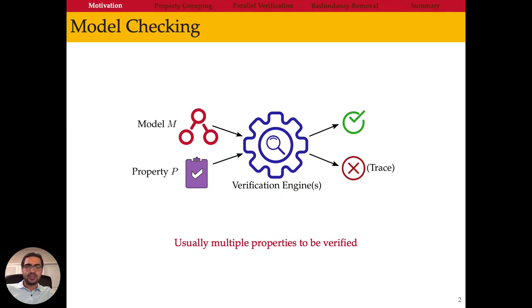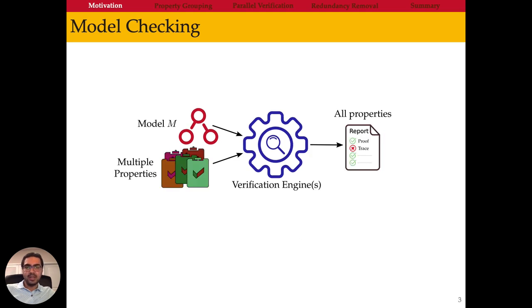However, the situation is a lot different for practical verification tasks. Instead of just one property, there are usually multiple properties to be verified against the model M. A more realistic model checking workflow looks like this. The verification engine checks the model against several properties and reports the verification result for all the model property combinations.